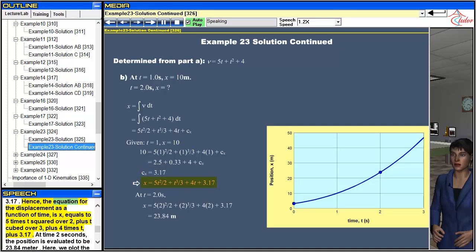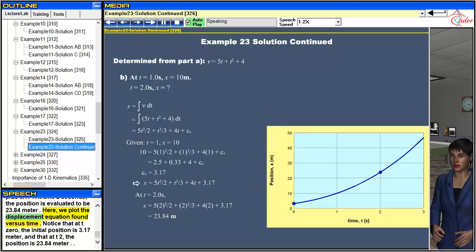Hence, the equation for the displacement as a function of time is x equals 5 times t squared over 2 plus t cubed over 3 plus 4 times t plus 3.17. At time 2 seconds, the position is evaluated to be 23.84 meters. Here, we plot the displacement equation found versus time. Notice that at t equals 0, the initial position is 3.17 meters, and that at t equals 2, the position is 23.84 meters.